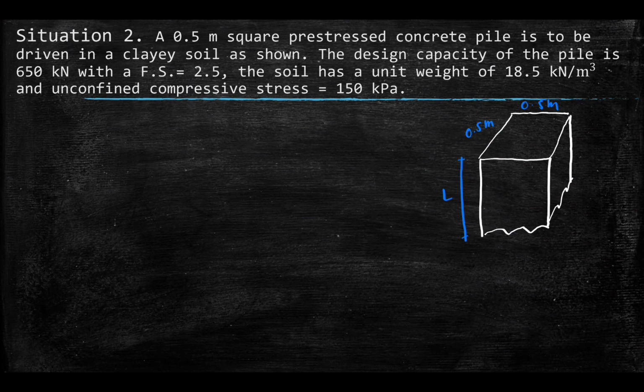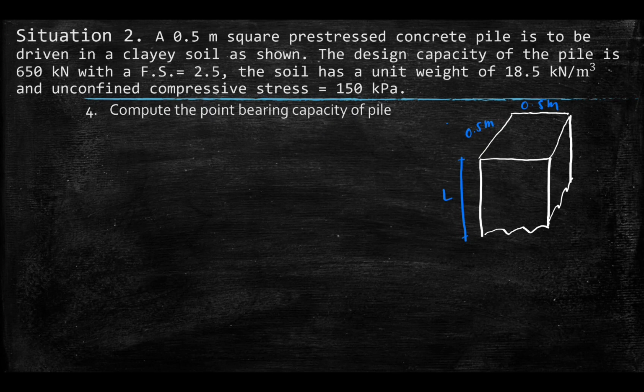Now for our second question, let's have this problem. A 0.5 meter square pre-stressed concrete pile is to be driven in a clay soil as shown. The design capacity of the pile is 652 Newton with a factor of safety equals to 2.5. The soil has a unit weight of 18.5 kN per meter cube and an unconfined compressive stress of 150 kilopascal. So for our question number 4, compute the point bearing capacity of the pile.